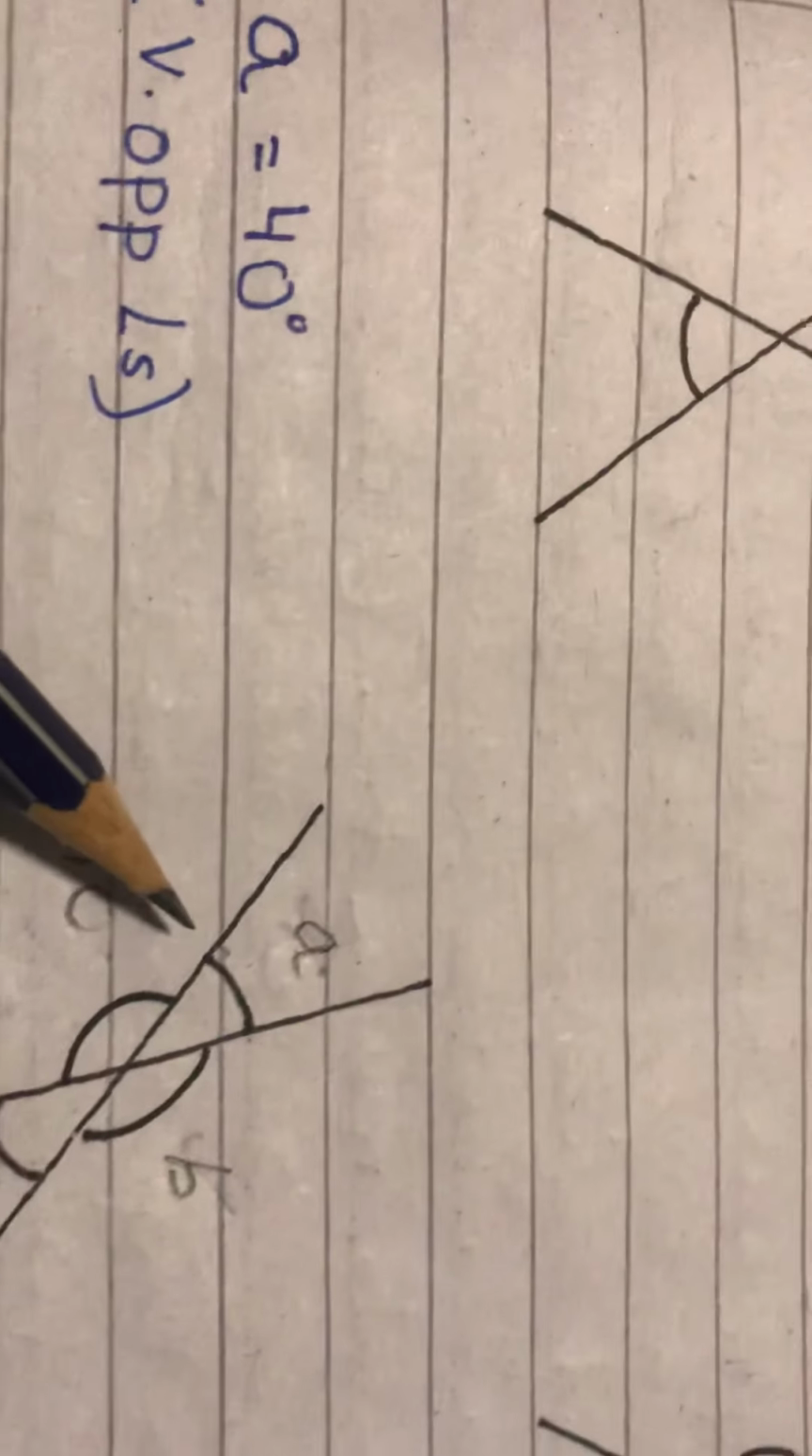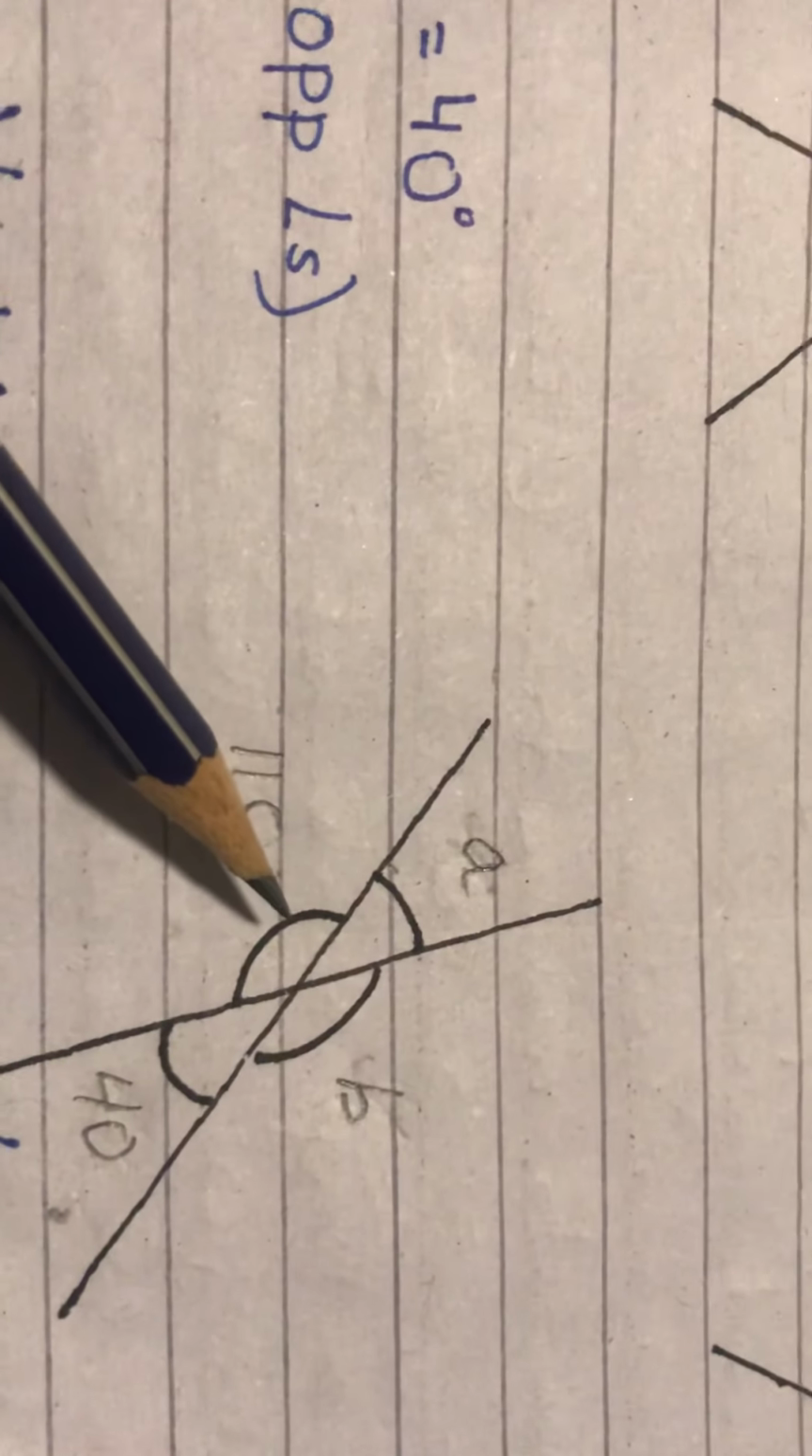Well, it would seem natural to call them maybe horizontally opposite angles, but for some reason in maths we don't do that. We still call them the vertically opposite angles. This rule is very simple. It's just that vertically opposite angles are equal. They are exactly the same size as each other.